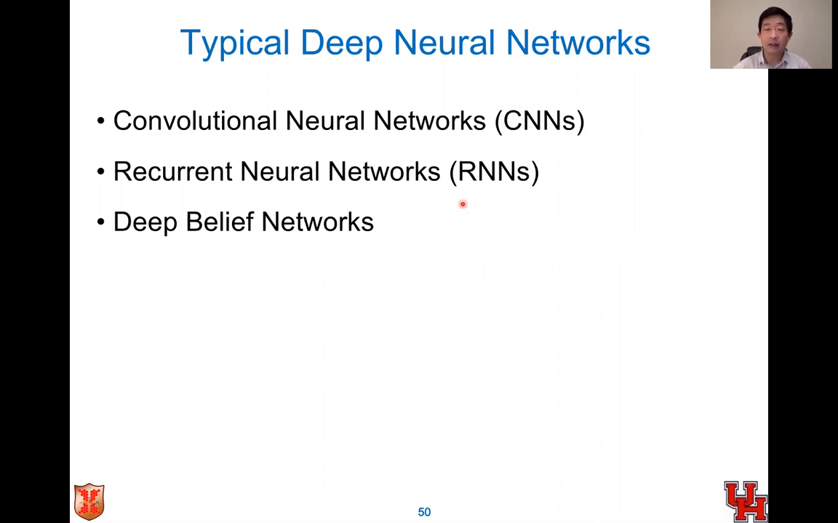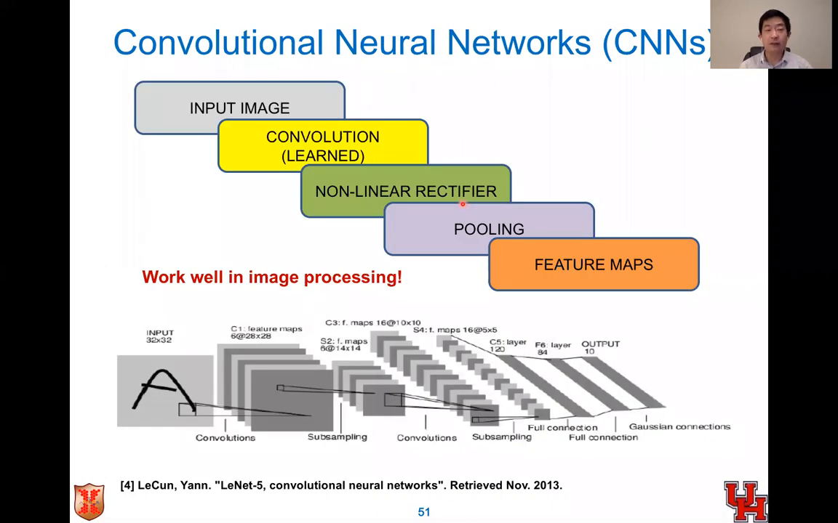For deep learning, typically you have three types: CNN, RNN, and deep belief network. CNN works for images. It takes the image, you use the convolutional kernel to convolve, then you do the ReLU, and then you do the pooling, basically subsampling, and then get features. Then you concatenate them together, so it is very efficient for image processing.